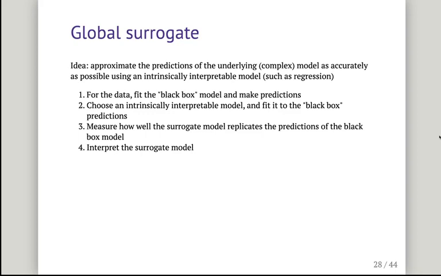The idea here isn't to produce a surrogate model that matches the output variables, but rather one that predicts or replicates the predictions from our model. Because if we can replicate those predictions with a simpler model, then we can understand how those predictions may be constructed.